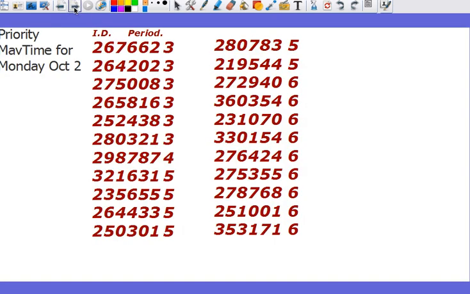You guys don't have to worry about this. This is the priority map time session. You don't need to worry about this in this period. Great job.